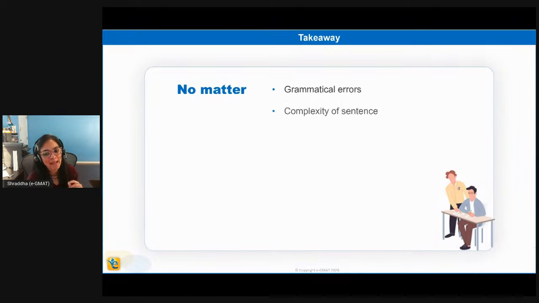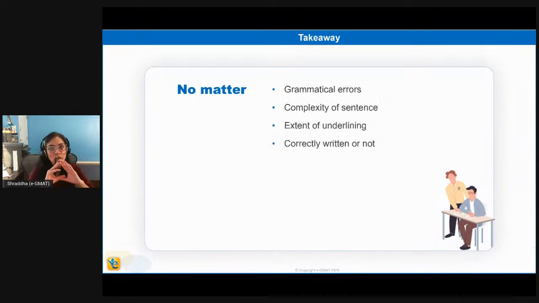You must keep in mind that you should not worry about the grammatical errors in the sentence. You should not worry about the complexity of the sentence, difficult words, complex sentence. Whatever the author wants you to understand is all there in the sentence itself. If you do your due diligence on the original sentence, you will be able to understand what the sentence is trying to say. What portion of the sentence is underlined, even that is absolutely irrelevant to solving a question.